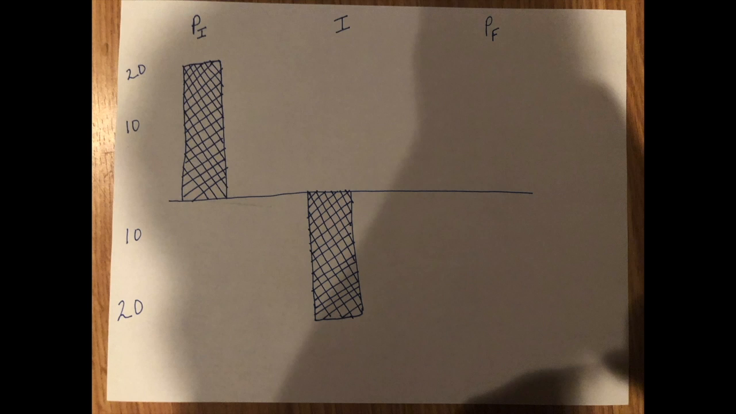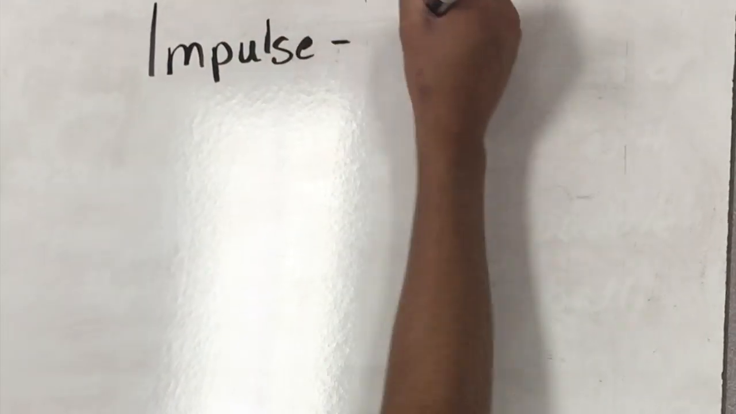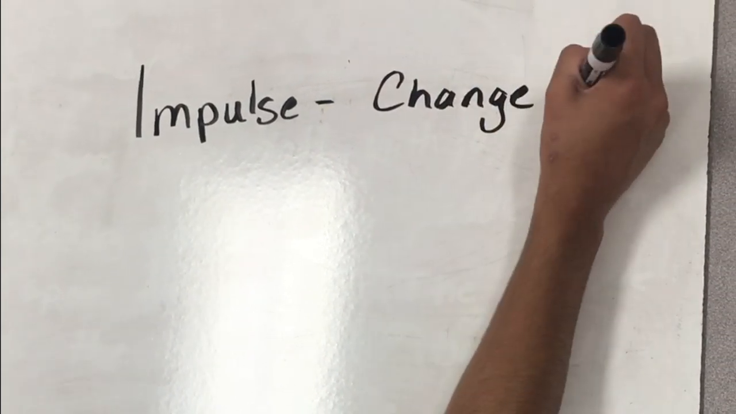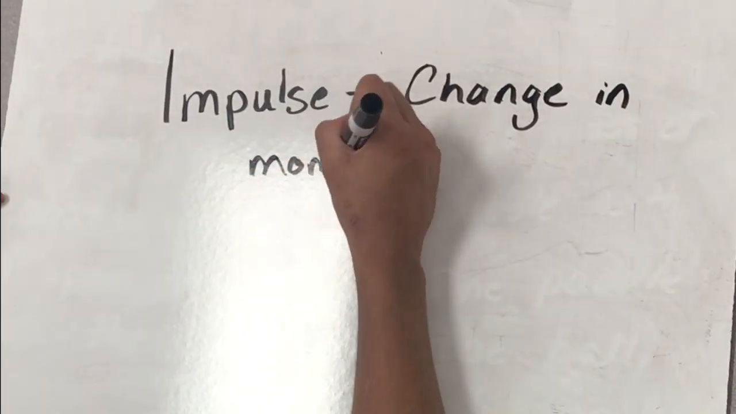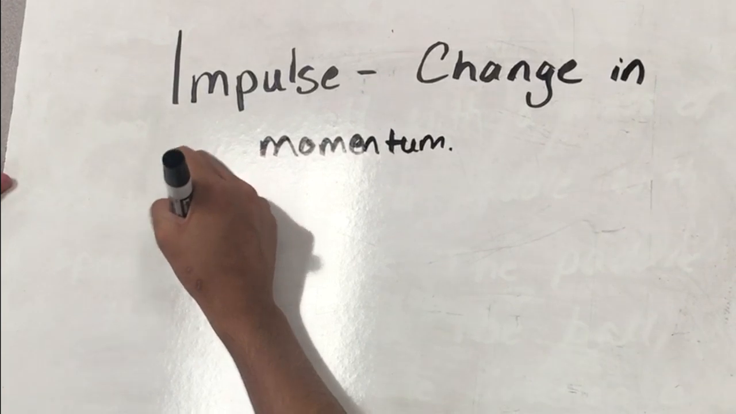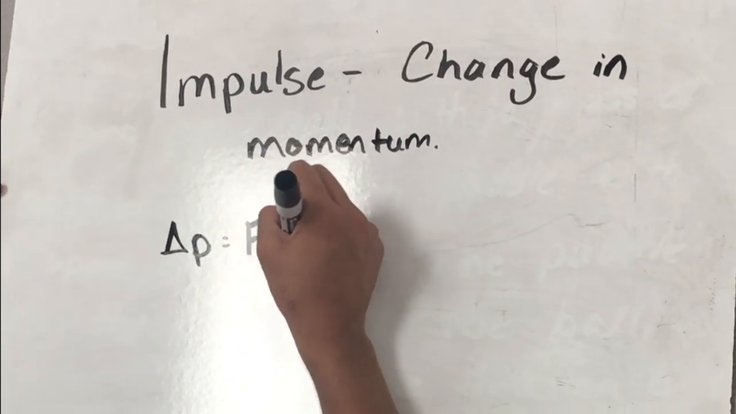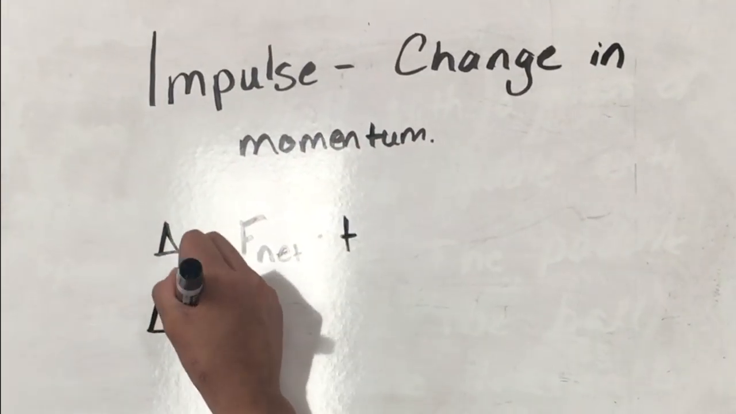This bar chart demonstrates how momentum is conserved. As I start at 20 miles per hour, then I decrease by 20 until I get to 0. Impulse is equal to change in momentum. It's also equal to force times time and mass times change in velocity.